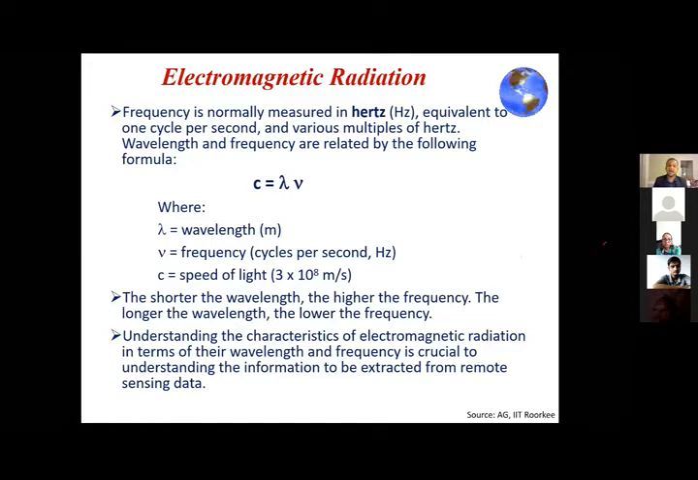Understanding the characteristics of electromagnetic radiation in terms of their wavelength and frequency is crucial in understanding the information to be extracted from remote sensing data. Whenever we are using remote sensing, every target that we are trying to gain some information about will react differently based on the characteristics of the reflected radiation and its frequency and wavelength.